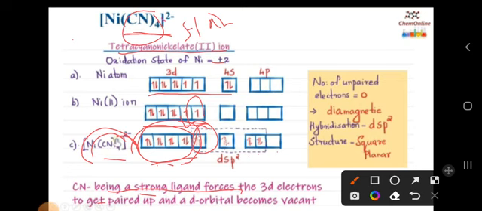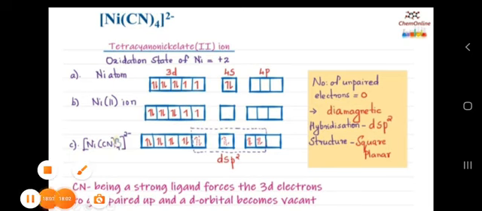But how many bonds are there? Only 4 bonds we are having to coordinate with the empty orbitals. One is with d, another one is with s, another 2 with p. So by this, what is the hybridization we are getting? dsp2 is the hybridization we are going to get.